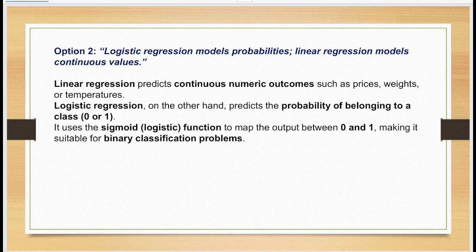Now let us see the next one. Logistic regression models probabilities and linear regression models continuous values. This is correct, as we have seen in the previous part. Linear regression predicts continuous outcomes such as price, weight, temperature, etc., and logistic regression predicts the probability of belonging to a class of 0 or 1. So this is the correct one.